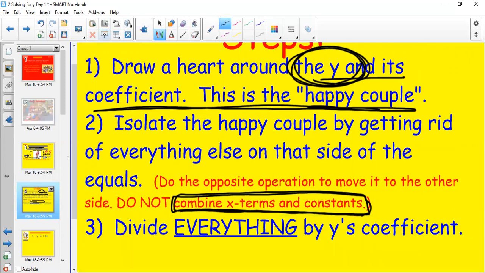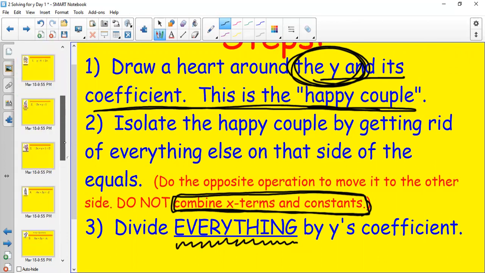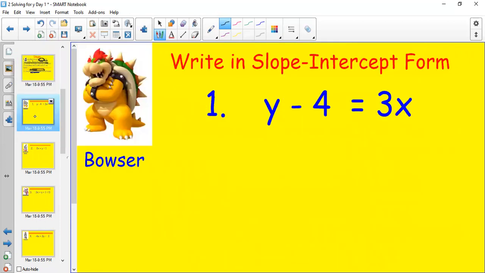In step three, we have to split up that happy couple, and we always split up the happy couple by dividing everything by y's coefficient. Okay, notice it says everything. That's important too. Okay, so let's see what these few examples look like. As we go through them, they're going to get a little tougher each time. So again, if you run into problems and you need help, just send me a message on Schoology.